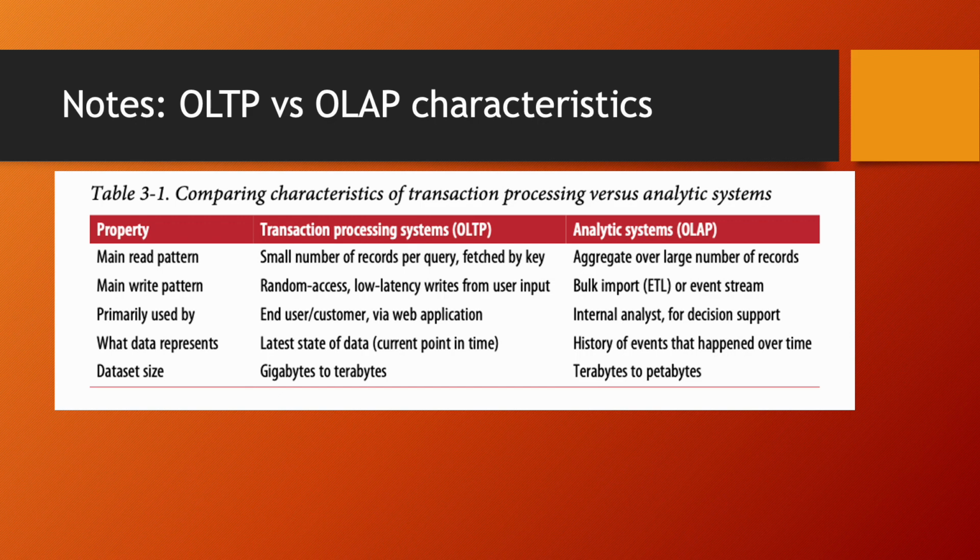The other property we can look at is what data represents. In an OLTP system, the data is typically the latest state of data, that is, the current point in time. In OLAP, it is the history of events that happened over time. Data size. In terms of data size, OLTPs are in the order of gigabytes to terabytes, depending on, again, the businesses, and then OLAP can go from terabytes to petabytes. It's just because we are storing a lot of history.